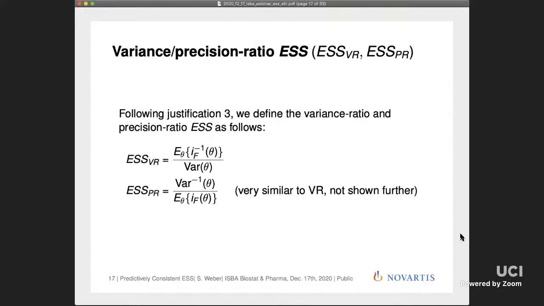Now, the variance precision ratio ESS is relatively straightforwardly defined. We simply define the ratio as shown here. Both of these give very, very similar results, and I will in the following actually only present the variance ratio method, as conceptually they are basically the same.